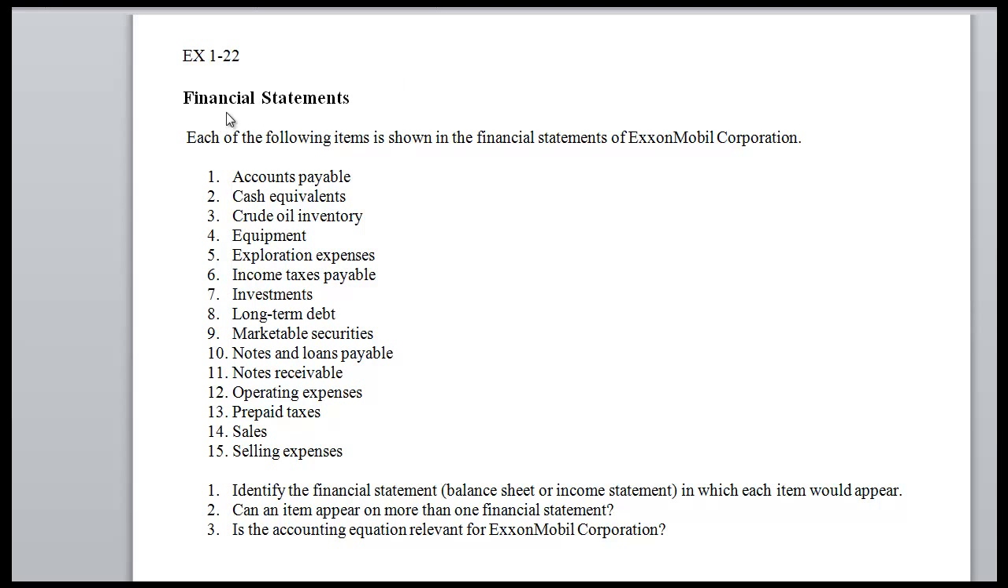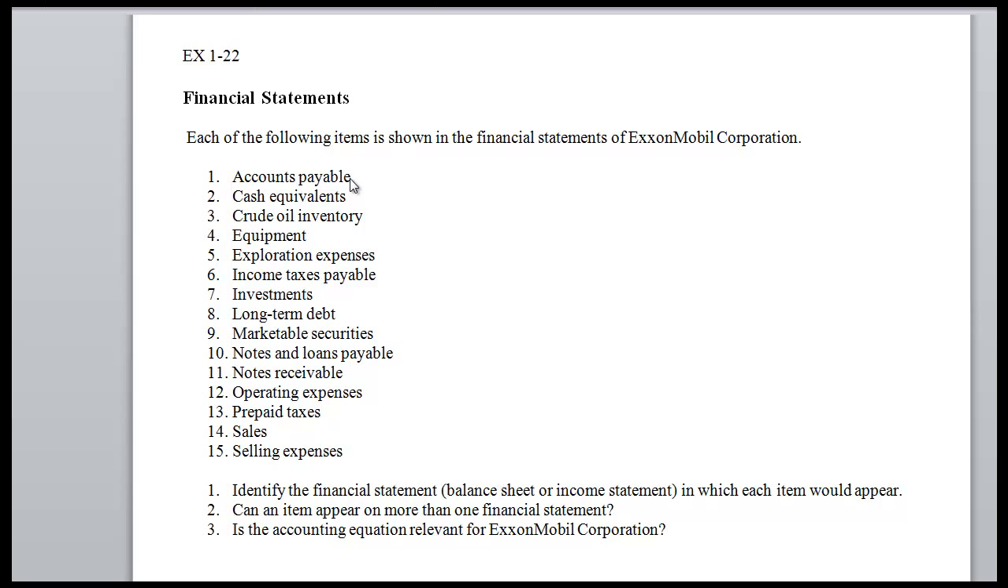Okay, so it says financial statements. Each of the following items is shown in the financial statements of ExxonMobil Corporation. First thing it wants us to do is to identify the financial statement, balance sheet, or income statement in which each item would appear. So in here, out of this list of 15, everything's going to either go to the balance sheet or the income statement.